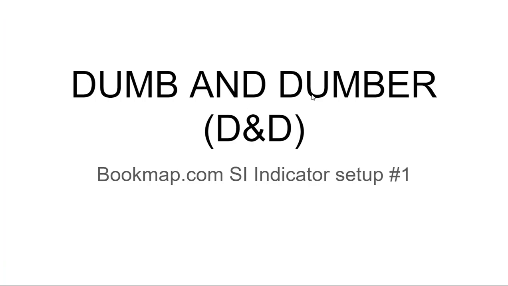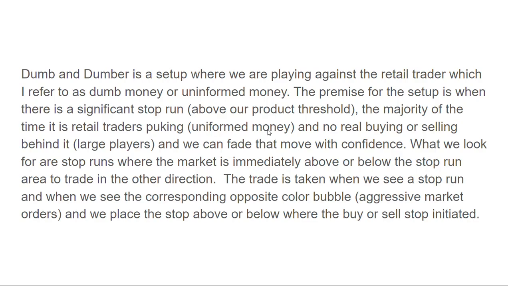Okay, so our first setup is called the Dumb and Dumber, D&D. I'll refer to it as D&D on my charts, so you know what it is. Also, in some of these examples, especially going forward, I'll have different setups on the same chart. So don't be confused by that. We'll get into that, especially as we get into the other ones. And when I have multiple on the chart, they'll make sense. But this is the Dumb and Dumber setup. It's the bookmap.com SI indicator setup number 1.